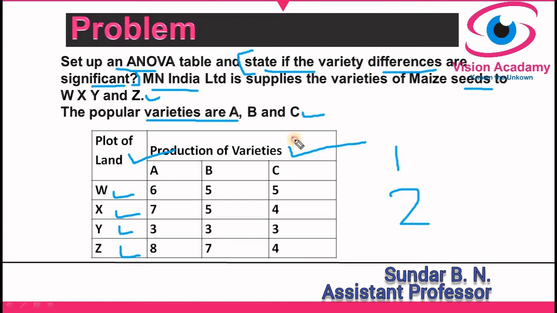Which means we have to consider only one factor. The one factor is variety differences, that is production variety differences. Here the popular varieties are A, B and C. So the problem is asking us to consider if the variety differences are significant. It is not talking about plot of land. Even though we have the details of plot of land, we are asked to state if the variety differences are significant, which means this is a one-way ANOVA.